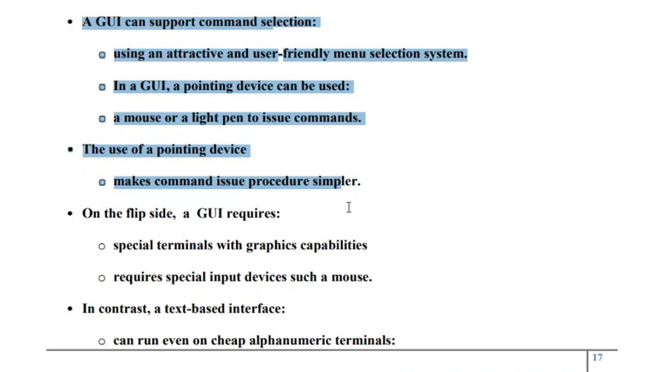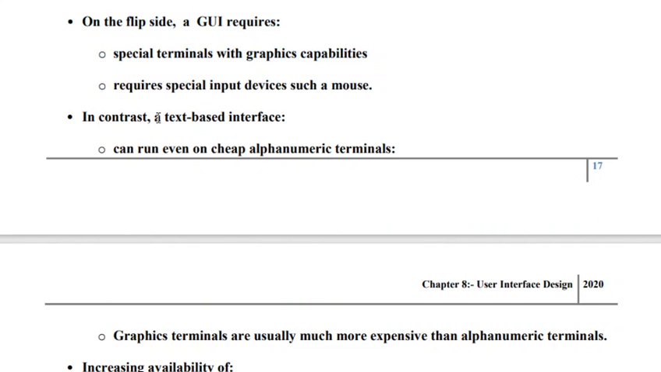Now, on the flip side, a graphical user interface requires a system with graphical capabilities. It requires an input device such as a mouse or light pen. In contrast to this, a text-based interface can run on a very simple system with alphanumeric capabilities, and it does not require a system with greater graphical capabilities.